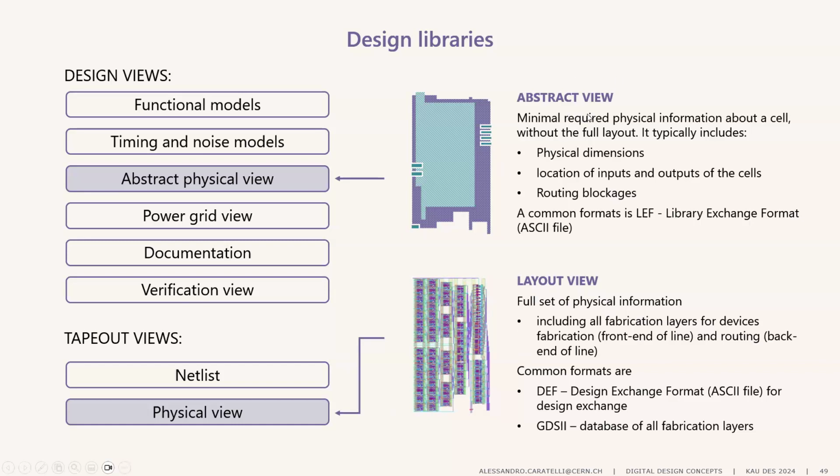So that's what we call the abstract view. It's the minimal required physical information about the cell. Basically, we want to know the physical dimensions, the shape, the location of where the inputs and outputs are placed, and the routing blockages. So basically, where you should not route on top because there is the physical block that you're going to include inside. And a common format for this is what we call LEF. I'm giving you a lot of names. You don't need to remember all of them, but as a reference it is something that you can find.